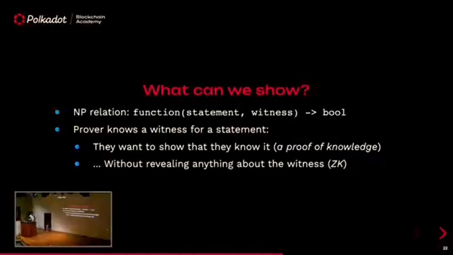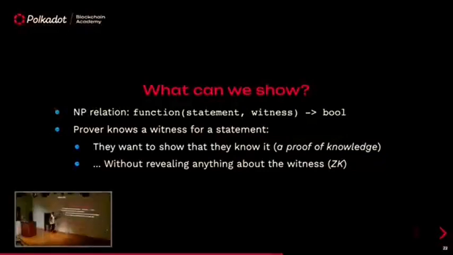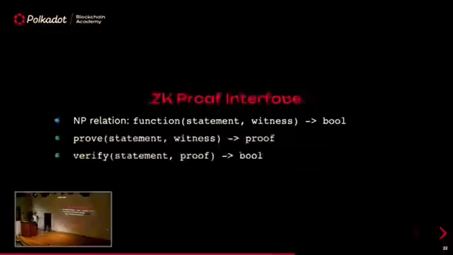So again, just to reiterate, the prover knows a witness for this statement, and they show that they definitely do know it, but they don't tell you anything about the witness, about what secret thing they know that allows that to be true. So the interface overall is you have an NP relation from a statement and a witness to a Boolean. You can prove a statement and get a proof, and then you can verify a statement with the proof and get out whether or not the proof was valid.